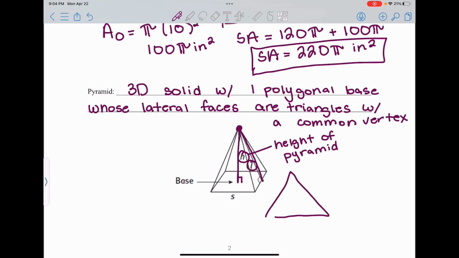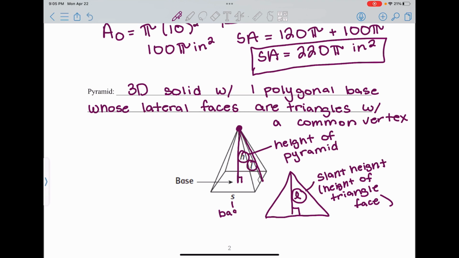And this is important because our slant height tells us the height of our lateral face. So when we go to find the area of our lateral faces for lateral and surface area, we are going to use our slant height L for the height of each triangle. And then S we call our base edge, because when I use the word base, I'm most often talking about the entire polygon that makes up our base. So when I refer to this length, I will say base edge.